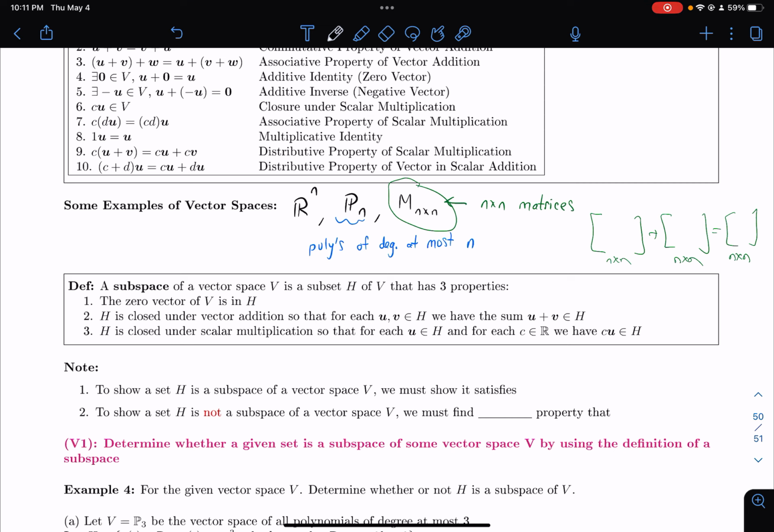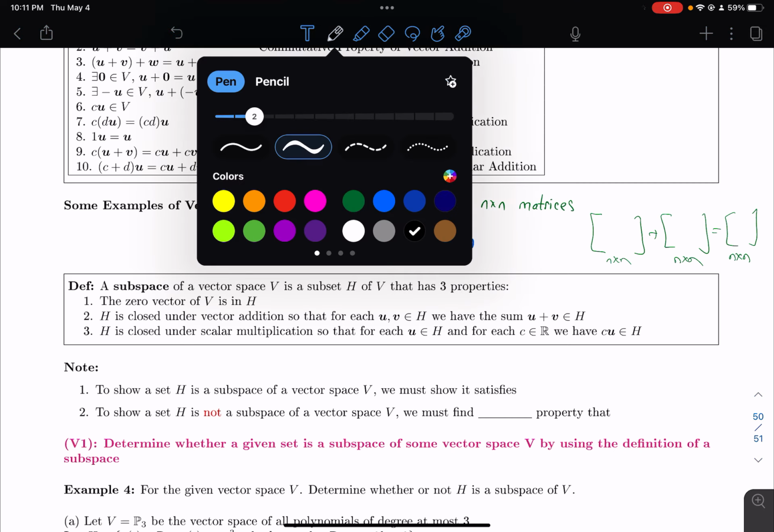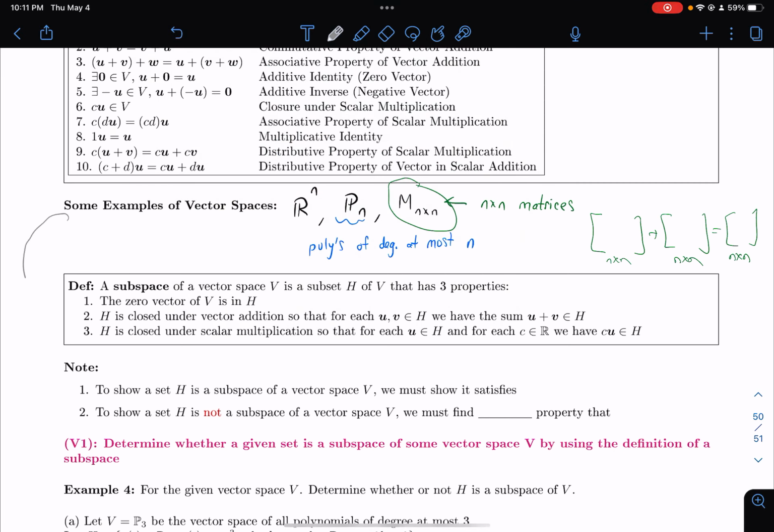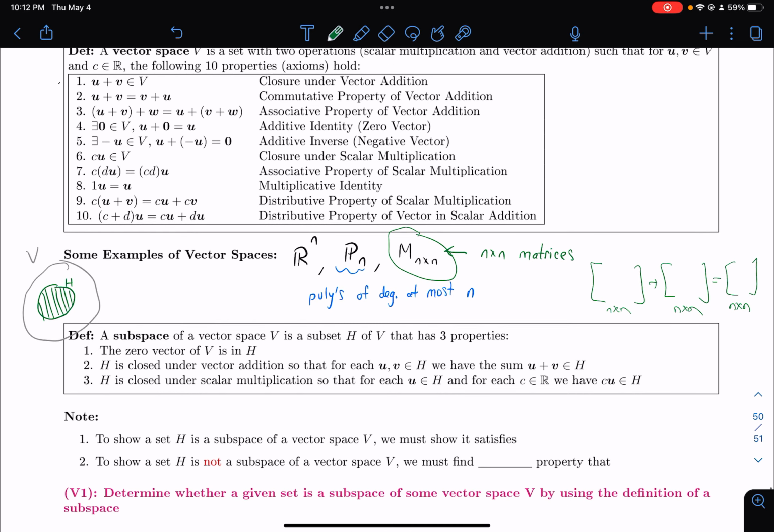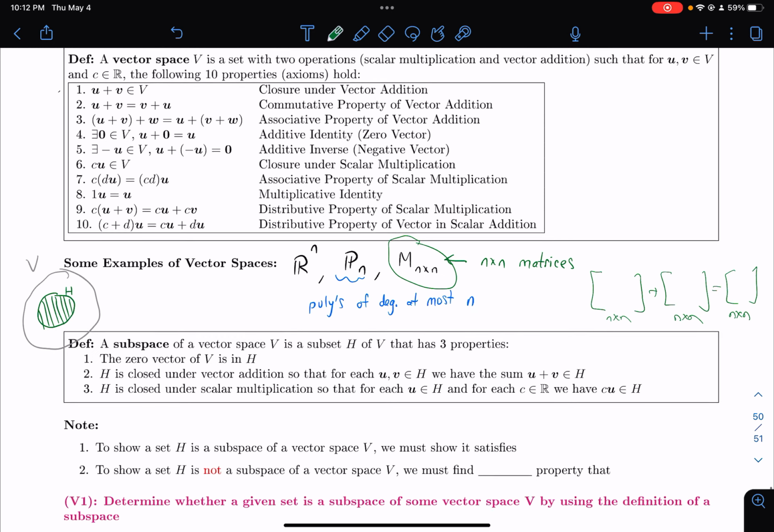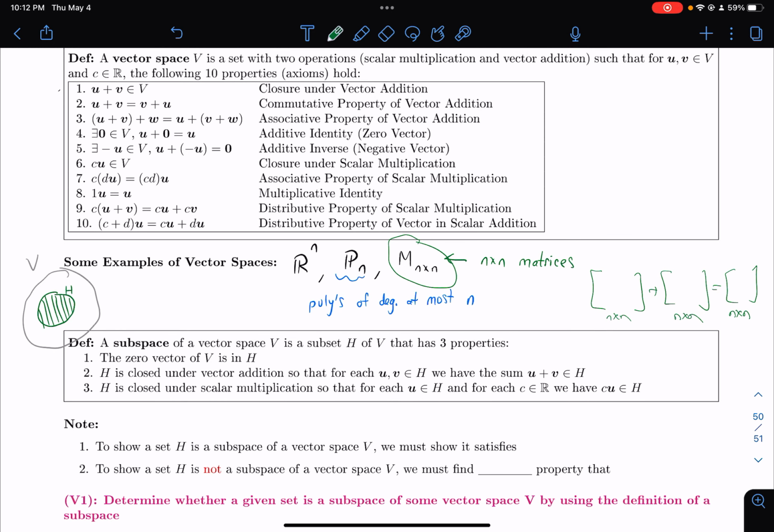A subspace of a vector space, let me draw a picture. If I have a vector space, I'm going to denote it by this circle V. The subspace, I'm going to call it H, is a subset of V. It's within V. Then it needs to satisfy three properties. The first is that whatever the zero vector is, that's got to be in H. That's got to be in that green region.